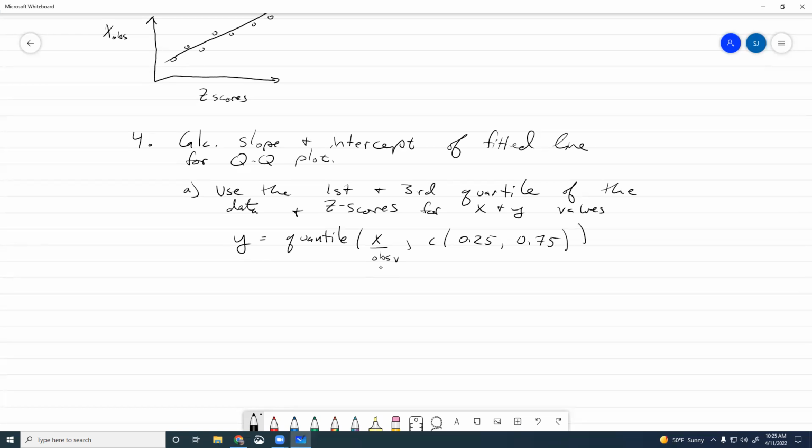So quantile function, you give it a vector and you give it some probabilities. And then it tells you which values fall along those. And if it has to interpolate, it does. And then our X values are going to be from Q, the normal distribution. And we just say, give us the Q normal distribution and find the Z values for 0.25 and 0.75 probabilities.